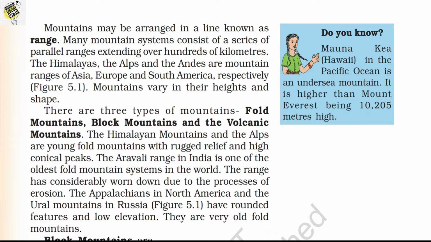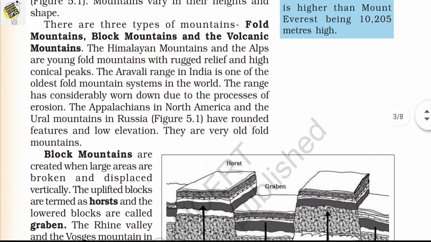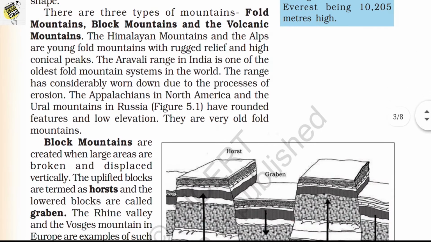So several mountain ranges are extending over hundreds of kilometers. The Himalaya, Alps, and Andes are the mountain ranges in Asia, Europe, and South America respectively. Then there are three types of mountains. They are known as fold mountains, block mountains, and volcanic mountains.